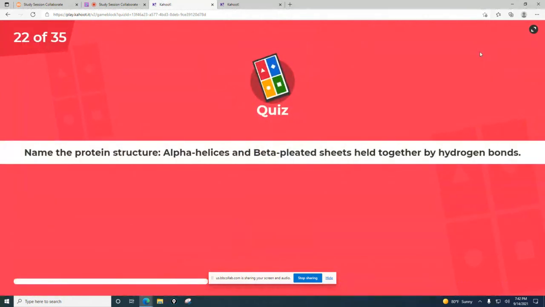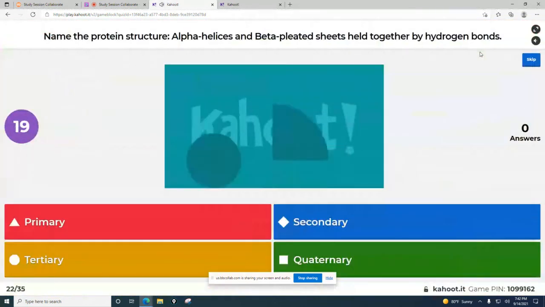Okay, name the protein structure. Alpha helices and beta pleated sheets held together by hydrogen bonds. Is that primary, secondary, tertiary, or quaternary?